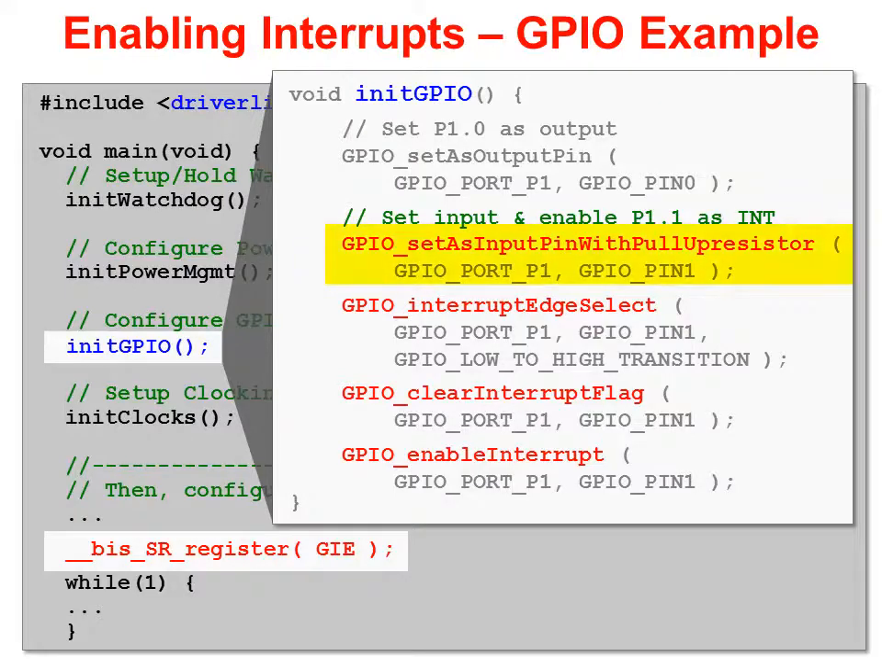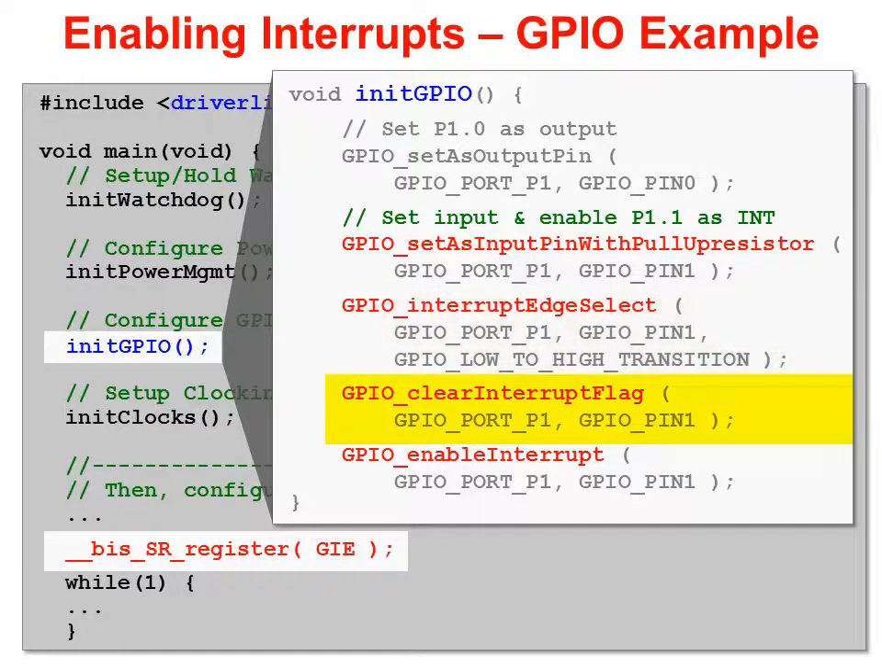Our first function, GPIO set as input pin with pull-up resistor, configures the pin as an output. On the launchpad, the hardware requires that we use a pull-up resistor to complete the circuit properly. Effectively, this function configures our interrupt source. The second function, GPIO interrupt edge select, should be used to configure which edge transition you're interested in, a high to low transition or a low to high transition. We included this function because the IES register, which this sets up, is undefined at reset.